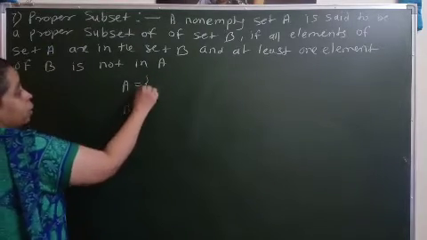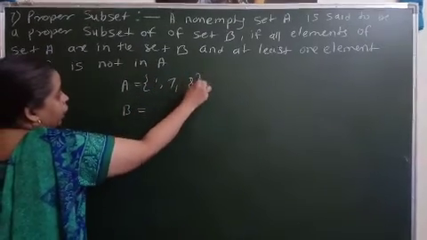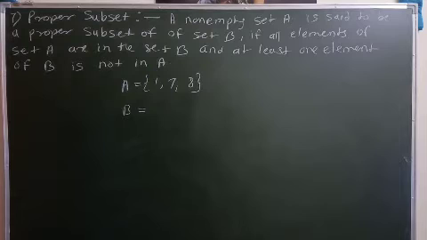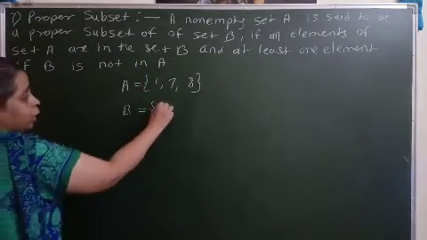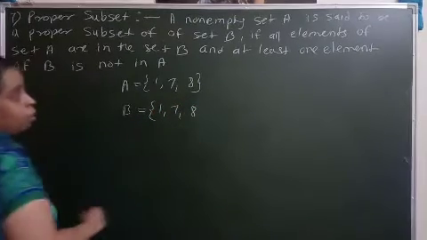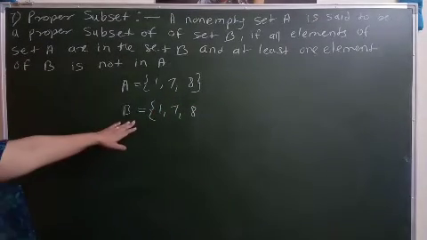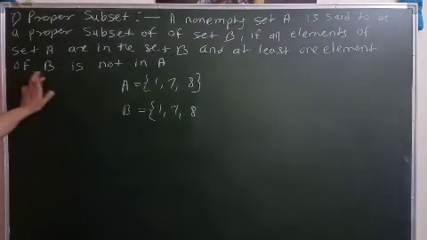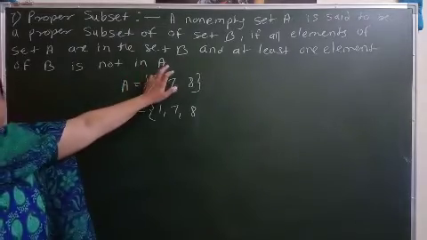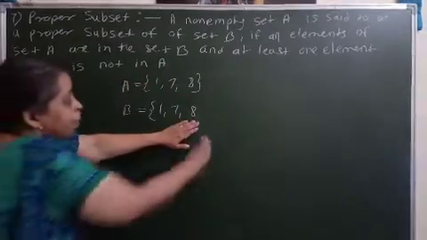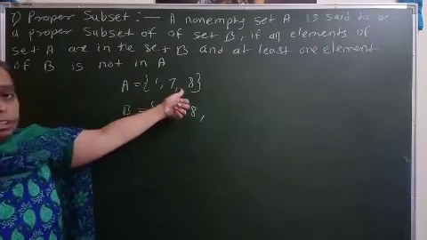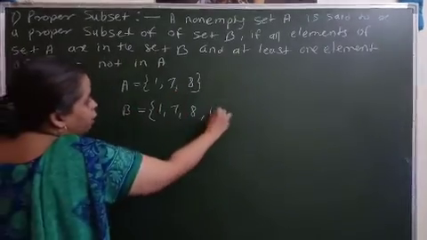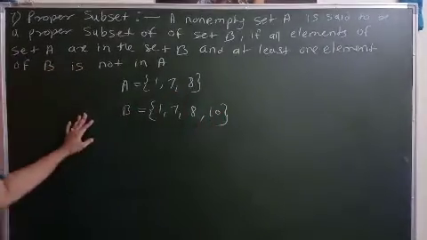So suppose A is 1, 7, 8. Now the condition is all elements of set A are in set B. So B contains also 1, 7 and 8. And at least one element of B which is not in A. So B contains at least one element which is not in A. So suppose you can write 10 or any number.